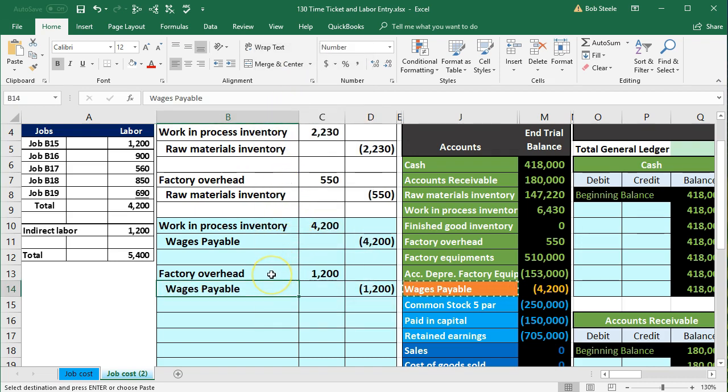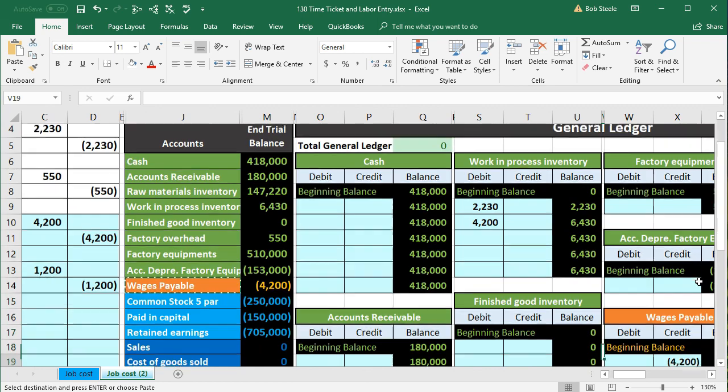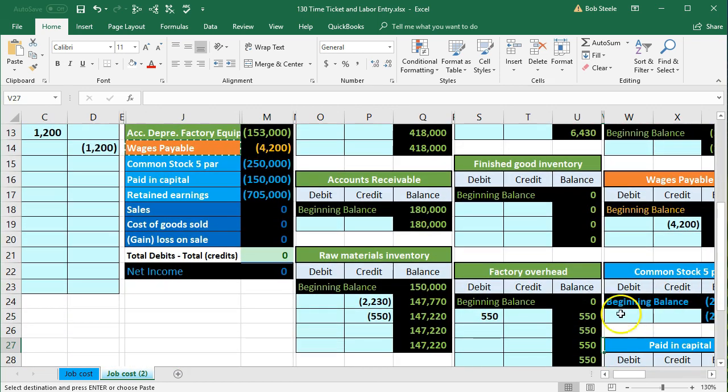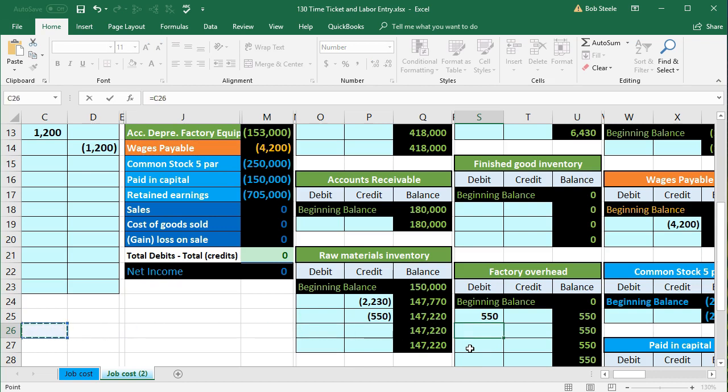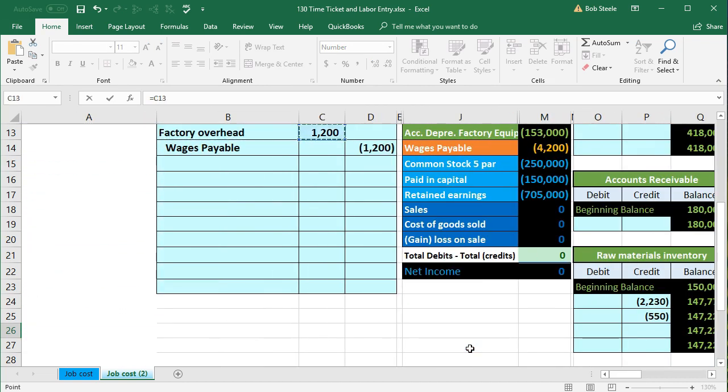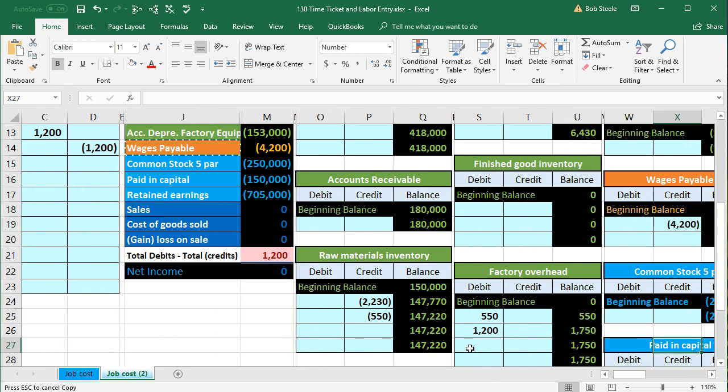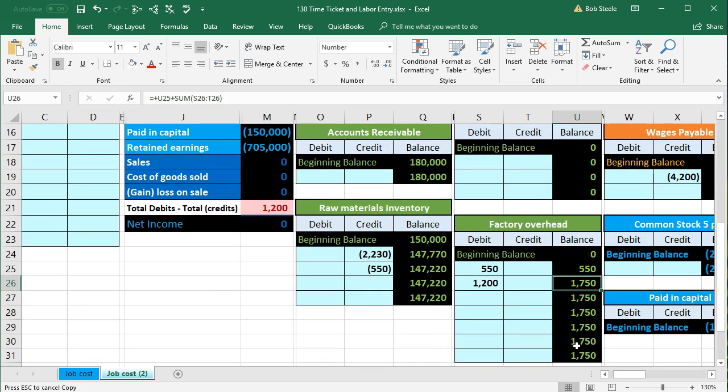Now let's record this one. We're going to post it to the general ledger. Here's factory overhead. It's like the third to last asset account, same order on the GL. So factory overhead is down here, right there in S26. Within S26, I'm going to say equals, go left, and find that last account. There it is, factory overhead, and pick up that C13. Enter. So S26 equals C13, bringing in the 550 previously in there up by 1,200 to 1,750.